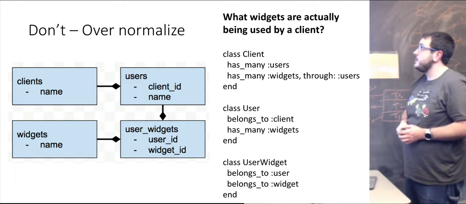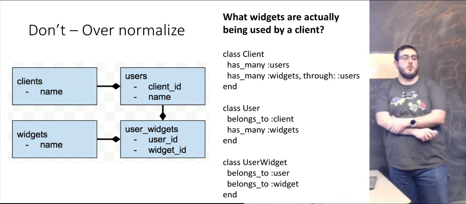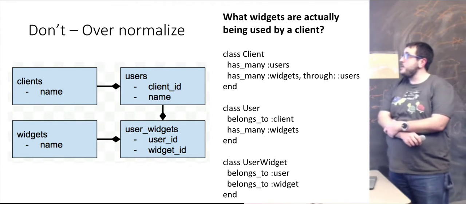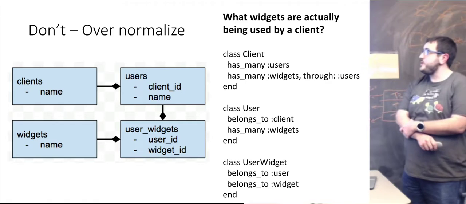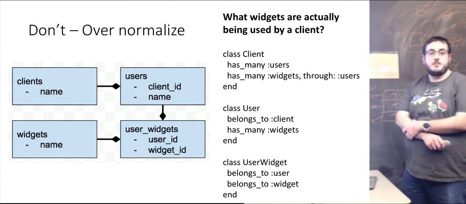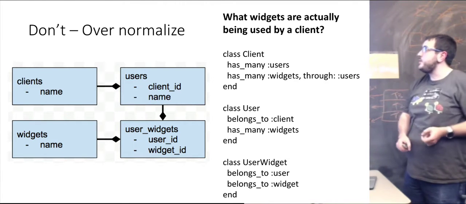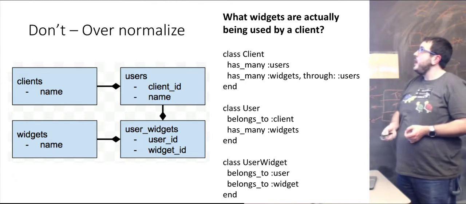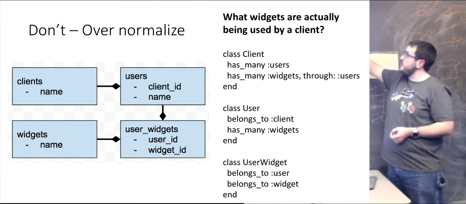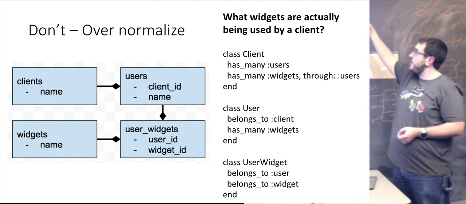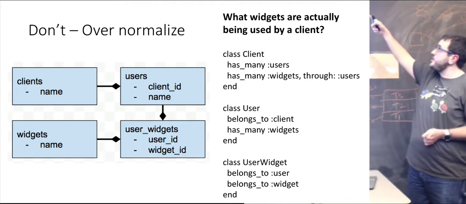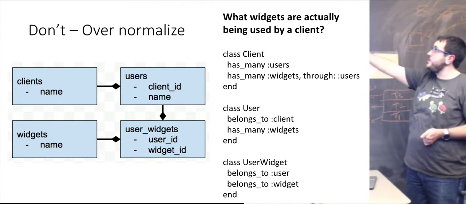Okay. Sounds also counterintuitive: don't over-normalize your data in certain situations. Here's a use case: we have clients, users, widgets, and users have many widgets, and widgets have many users. We have a many relationship in the middle here. Here's the Rails model layout. To ask the question, what widgets are actually being used by clients' users?